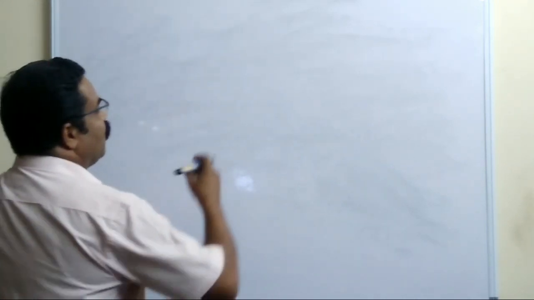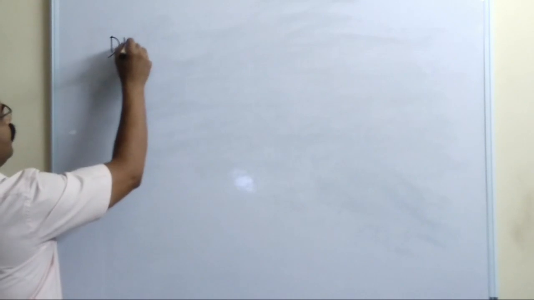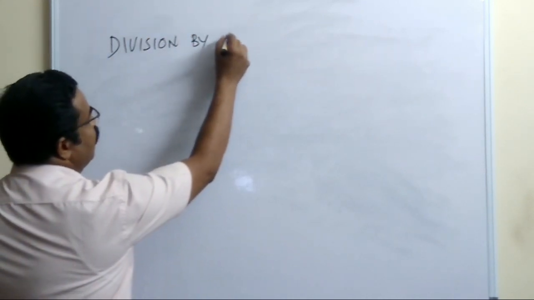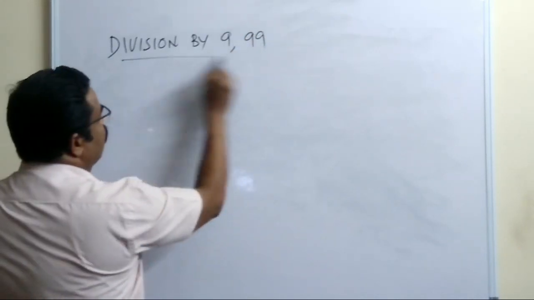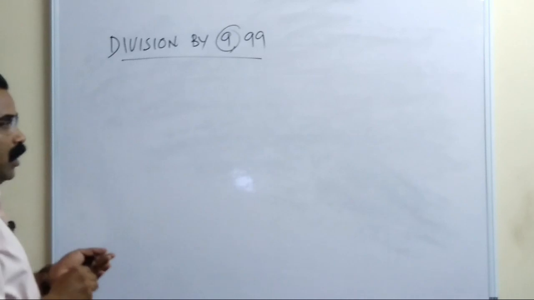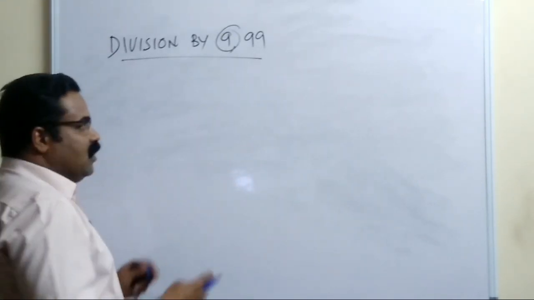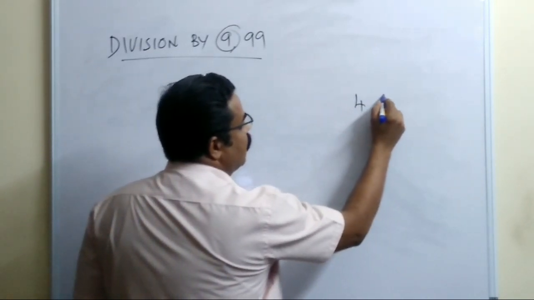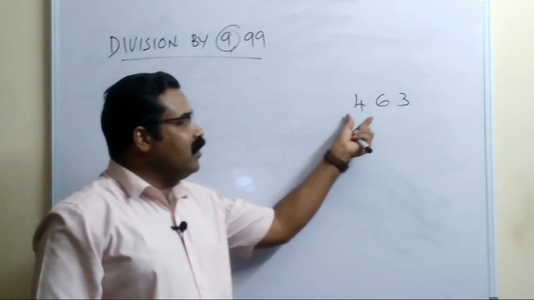So first we are going to learn a special division, division by 9 and 99. First we will go with the number 9. Let us take a number. Let us start with a 3-digit number. For example, I am taking 463, a random number, and now you want to divide this number by 9.